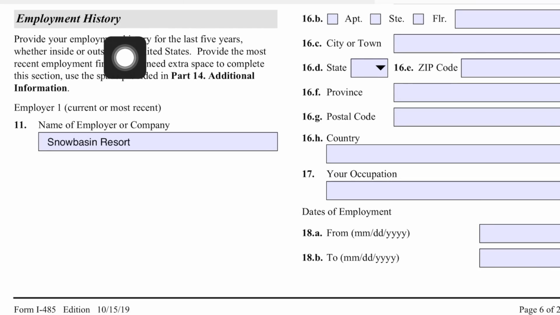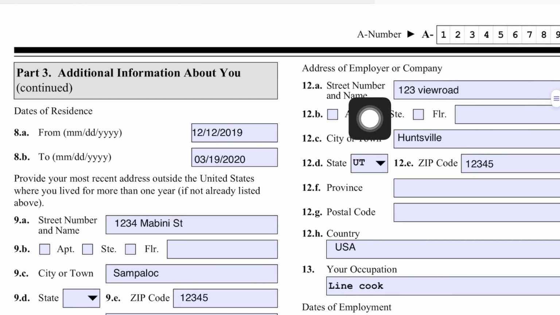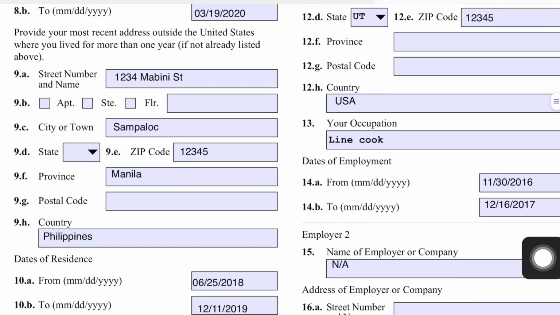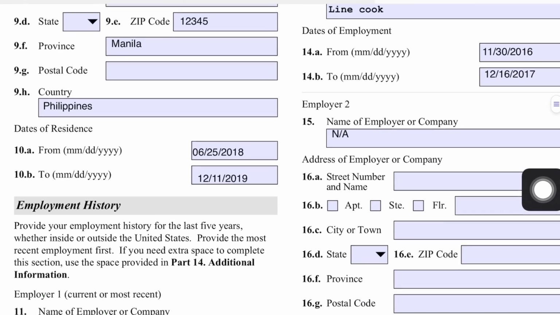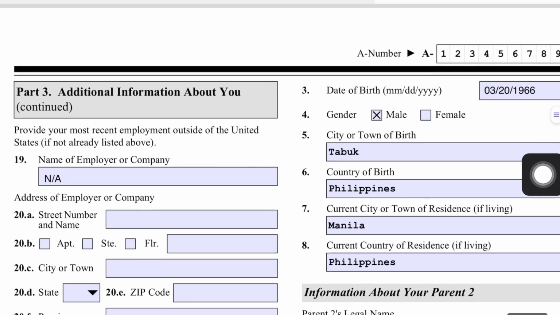The next one is employment history. So I've been in the United States before we got engaged and before we got married. My first employer is Snow Basin Resort, so I put Snow Basin Resort, and then their address, the country, your occupation, and the date of employment. I've worked there for a year, so I put that there, and then your employer too. If you have any other occupations before, put it. If none, just put NA. Okay.